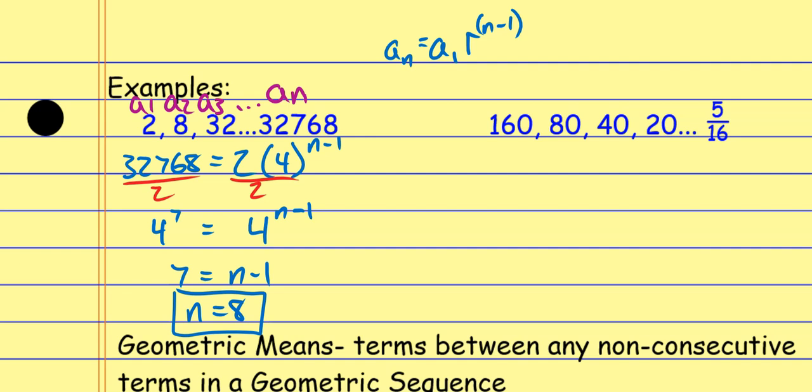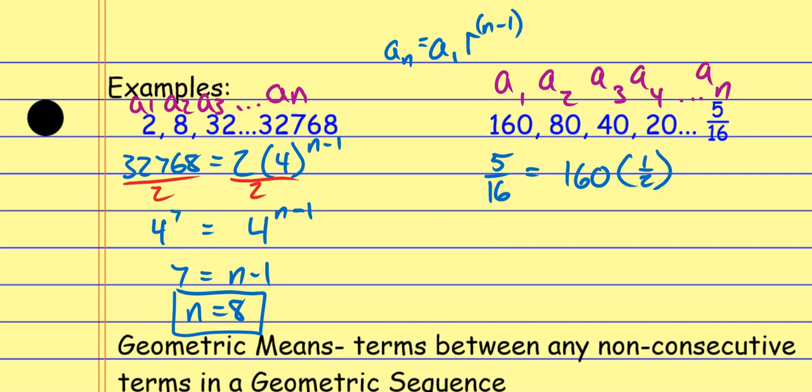If I look at the next one, same kind of thing. I'm looking at this, and this is the first term, the second term, the third term, the fourth term, and then the I-don't-know term, so I'll call it n, which means this is a sub 1, a sub 2, a sub 3, a sub 4, and a sub n. And so as I plug this in, I would say this is going to be 5 over 16 equals 160 times, well, this was 1/2 for the r value, raised to the n minus 1.